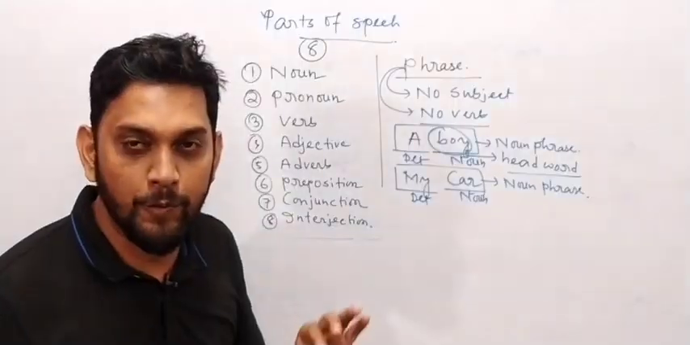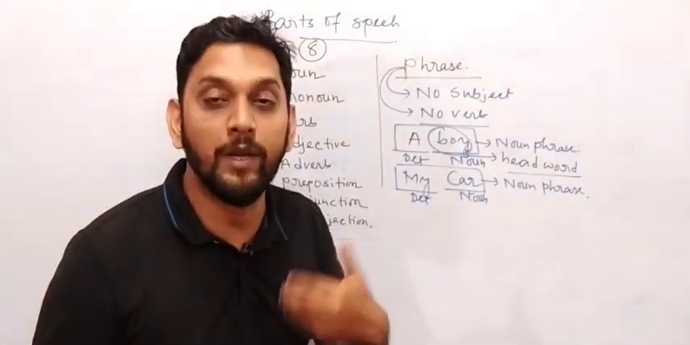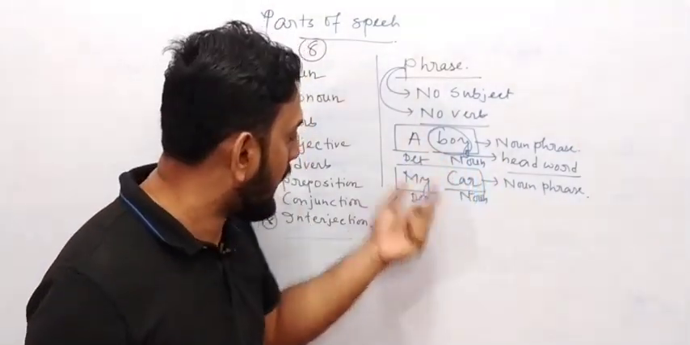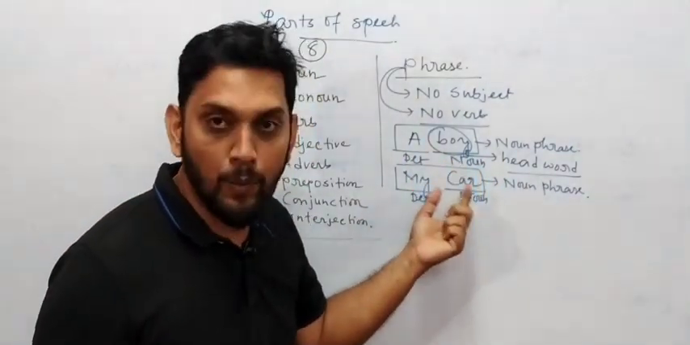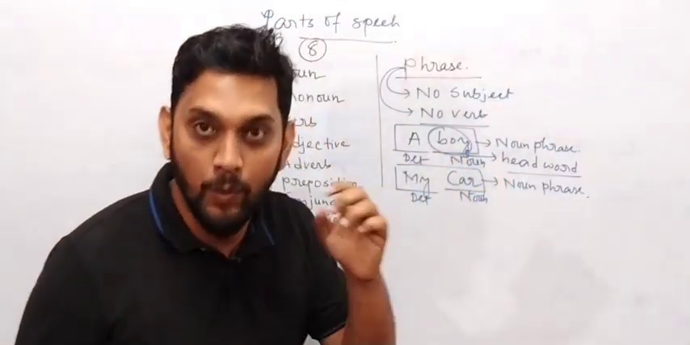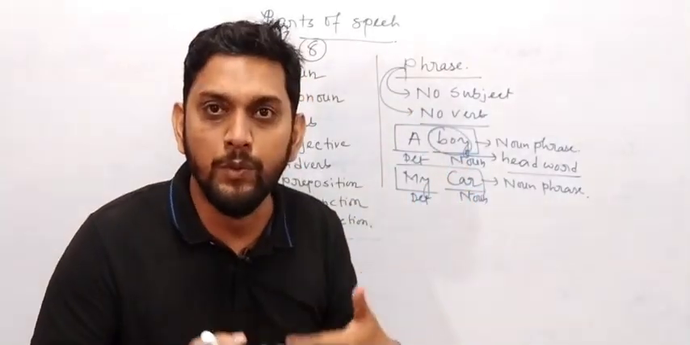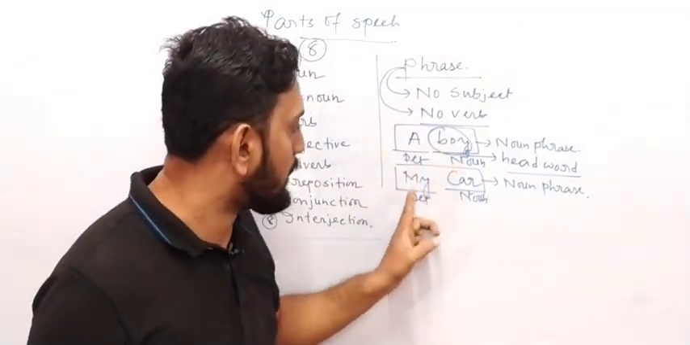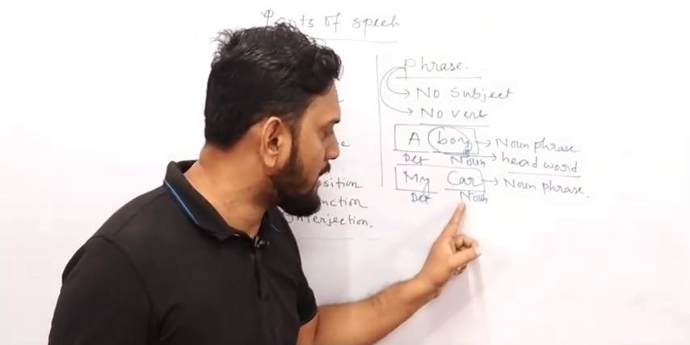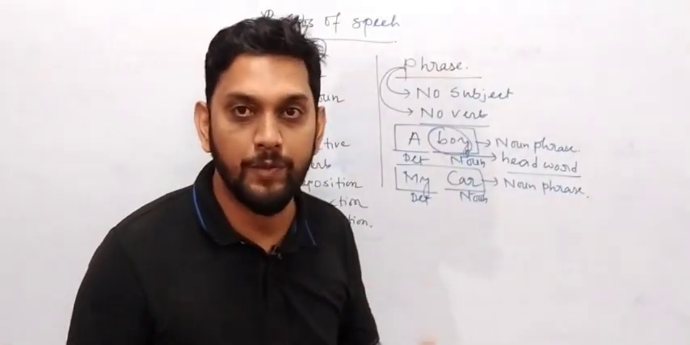But whether it is a noun phrase, adjective phrase, adverbial phrase or prepositional phrase, we have to decide. How can we decide? By understanding the head word of this phrase. The head word here is a noun, so we can call it a noun phrase. And always remember, after a determiner we need to use a noun. So "a boy", "my car": my is a determiner, car is a noun, so both words form a noun phrase.